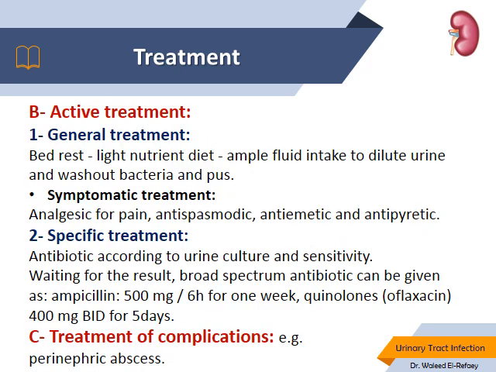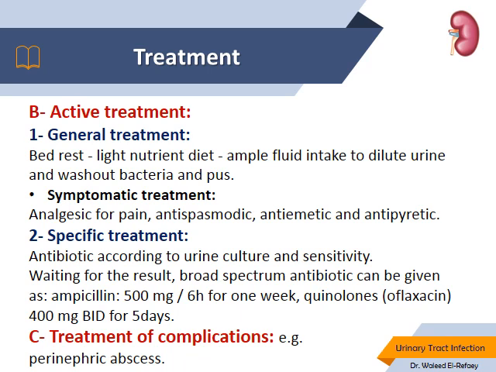Active or specific treatment of urinary tract infection and acute pyelonephritis includes general measures and specific treatment. The general measures, like any infection, include bed rest, light nutritious diet, and ample fluid, or increasing the amount of fluid intake to dilute urine and wash out bacteria and pus. Symptomatic treatment includes analgesics for pain, antispasmodics, antiemetics, and antipyretics if there is fever.